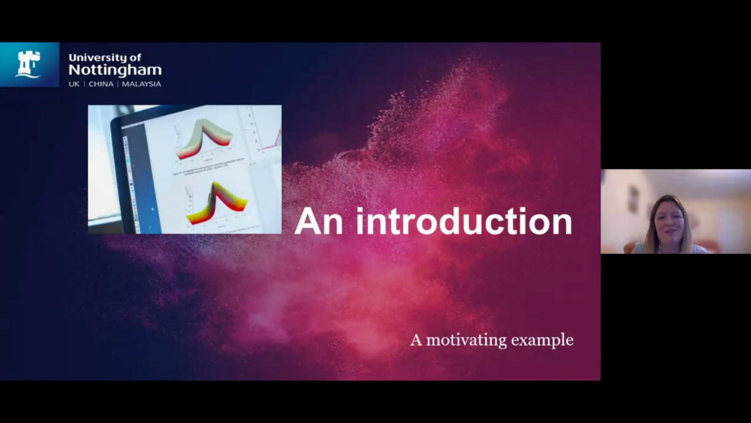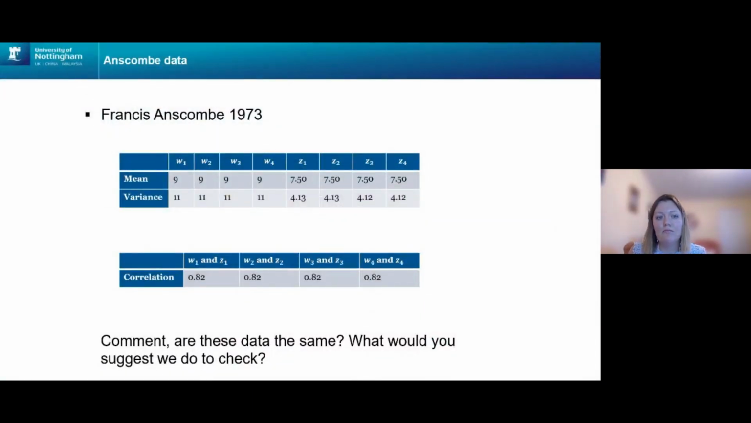So our first motivating example, we're going to look at this data by Francis Anscombe in 1973. W1 is essentially 11 numbers, and the mean of these 11 numbers is 9 and the variance is 11.